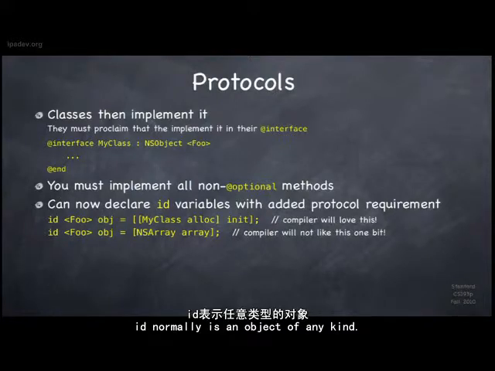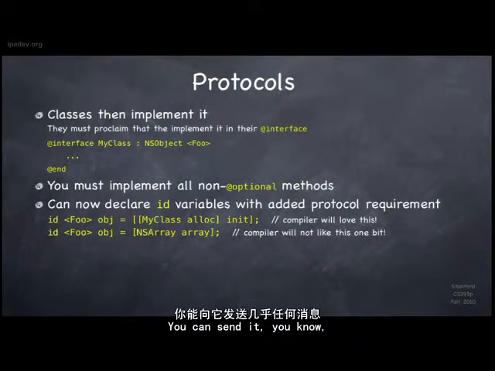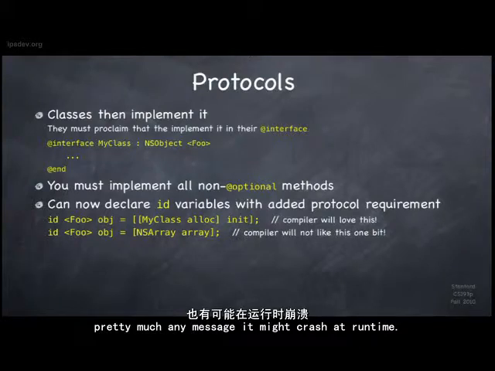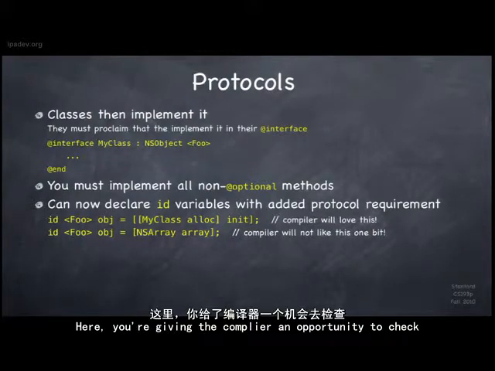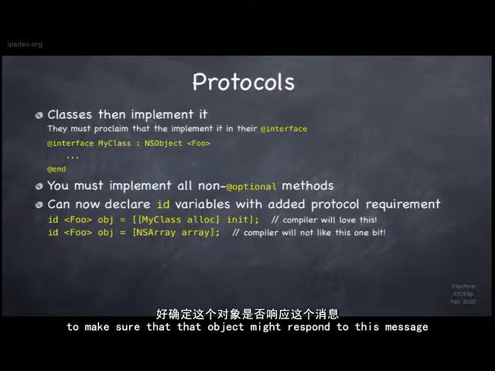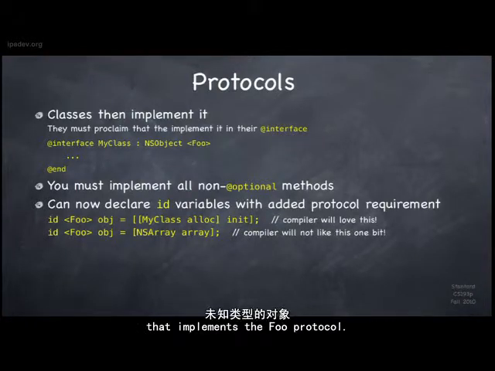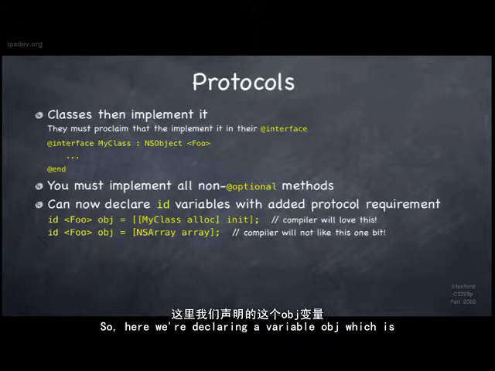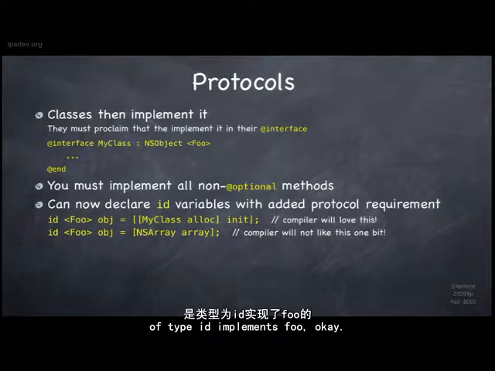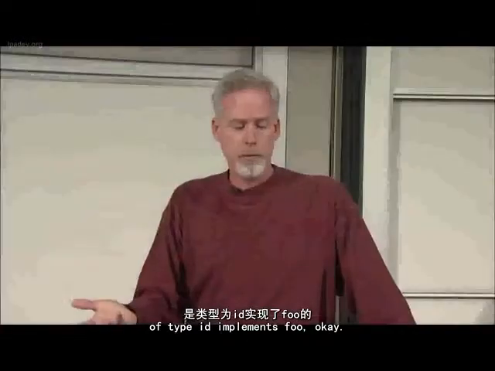ID normally is an object of any kind. You could send it pretty much any message. It might crash at runtime. Here, you're giving the compiler an opportunity to check to make sure that that object might respond to this message by saying, in this case, obj is an object of some unknown type that implements the foo protocol. So here we're declaring a variable, obj, which is of type ID implements foo.